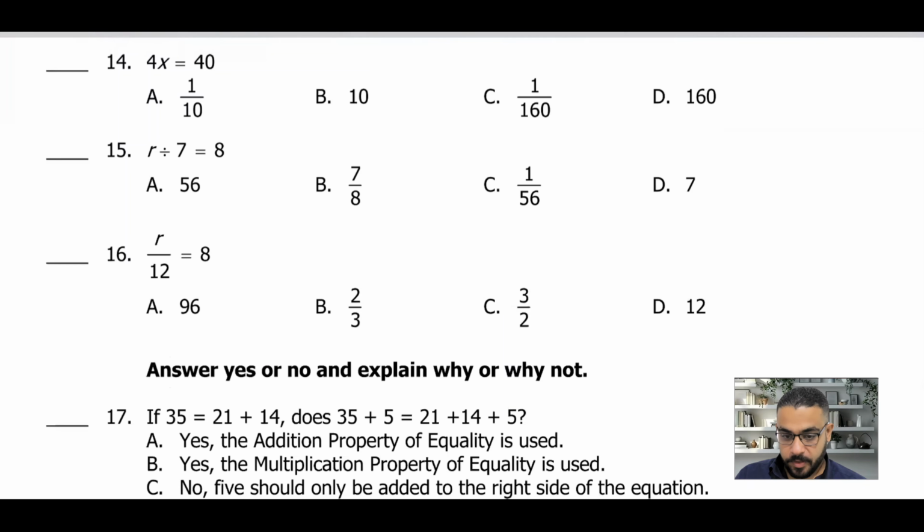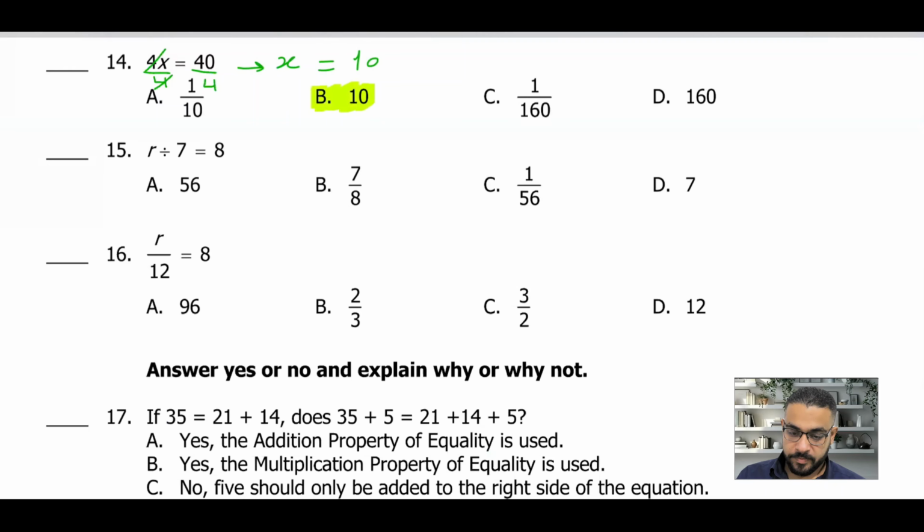Question number 14, I have multiplication here, as you can see. 4x equals 40. So 4 multiplied by x. I have to do the opposite operation, which is division. So I'm going to divide both sides by 4. So 4 divided by 4 equals 1, which is 1x actually. And 40 divided by 4 is 10. So the final answer is 10, or the value of x is 10. Okay.